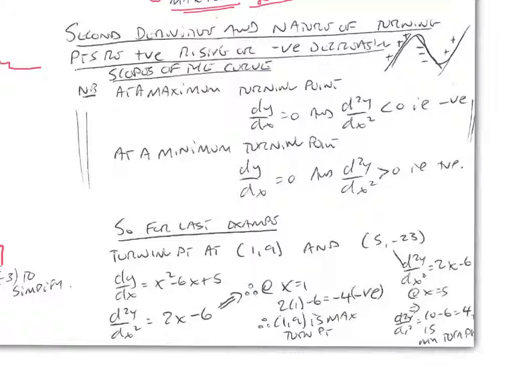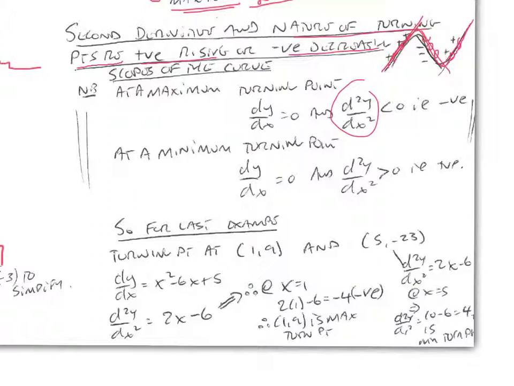Now let's consider the second derivative. We can differentiate again if you like. We have a function, we can find dy dx, but we can also find d2y dx squared. So we're going to talk about the second derivative, d2y dx squared, and the nature of turning points with respect to them being positively rising or negatively decreasing. Positively rising there, negatively decreasing there, positively rising there, or the slopes at any of these points are positive. The slopes at any of these points are negative, and they're positive again.